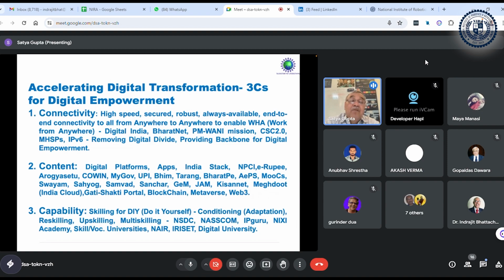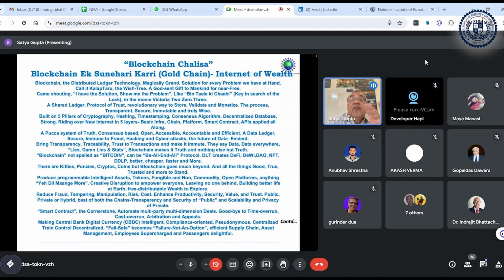And the third C, that is very, very important, and this class is a step in that direction: capability, or you can say skilling. Do it yourself, DIY, conditioning, adaptation to the technology, reskilling, upskilling, multi-skilling, and there are so many initiatives of the government. Because you may have the connectivity, you may have the content, but if you don't know how to make use of that, because now you are working from anywhere, you may not be in your office. Like this class, I'm speaking from my home only, and unless I know how to use the connectivity and content, I would not have been able to deliver this talk to you. So that is the capability part, the training, skilling, education part, and that is what your NIR is trying to do.